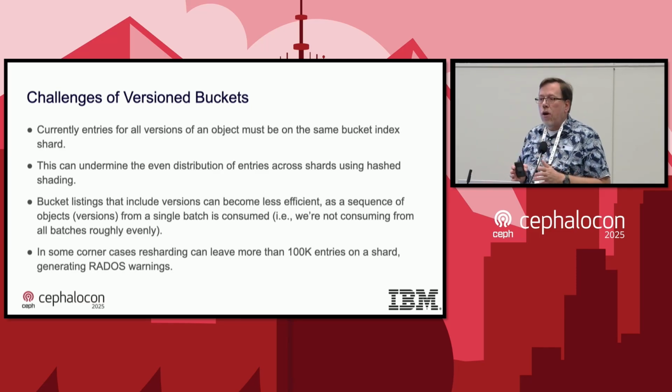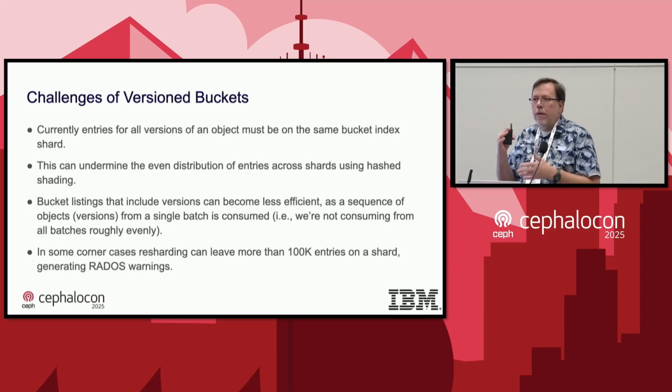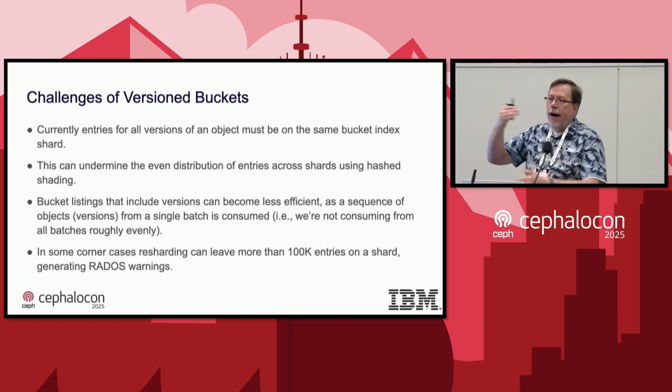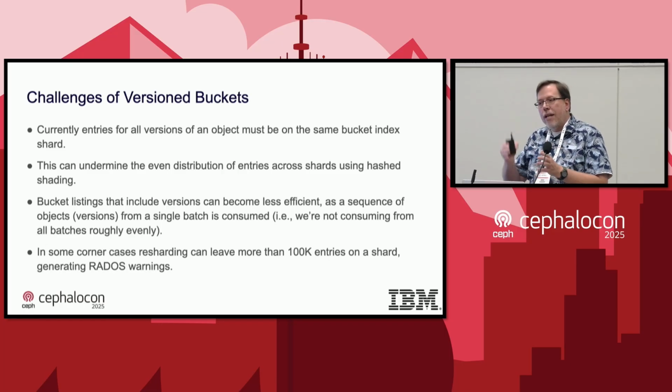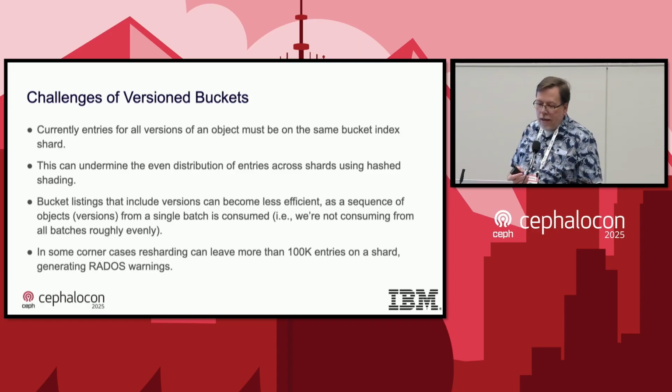There's a constraint currently, which is that all the versions for a given object have to appear on the same bucket index shard. All right? That's done for some reasons, but the primary one is that we want to be able to modify multiple entries in there at the same time atomically. If we had to do that across multiple shards, that would create further challenges in making that happen in an atomic format.